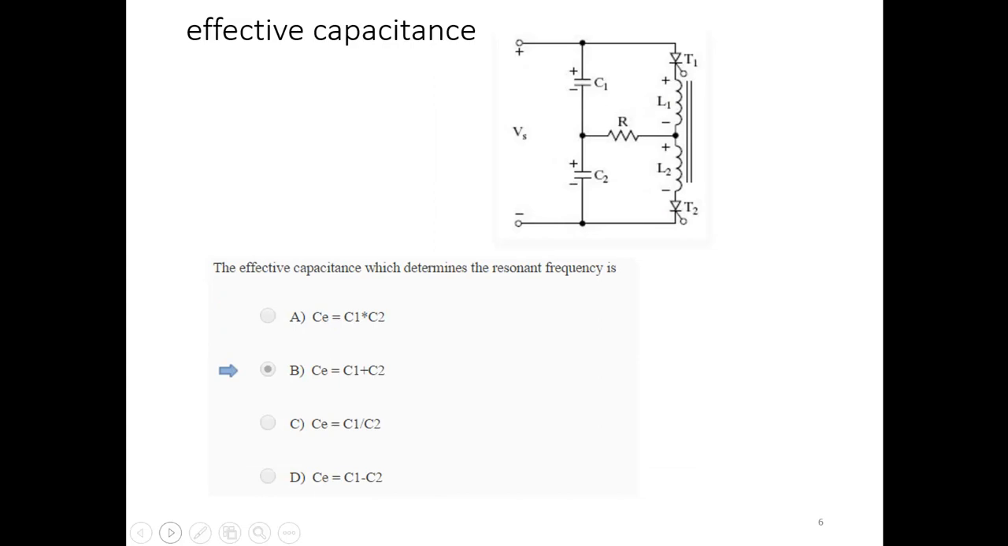Now, the next one, effective capacitance. This is the half-bridge capacitor. The capacitors C1 and C2 divide the voltage Vs into two. Like if this is 200 volts, it will be 100 and 100, or if there is 150 and 50. That capacitor acts like an energy storage or voltage divider. If the capacitors are in parallel, the capacitance will be the sum of the two, C1 plus C2. And remember that if the capacitors are in series, they behave the other way, like a parallel combination of resistors.